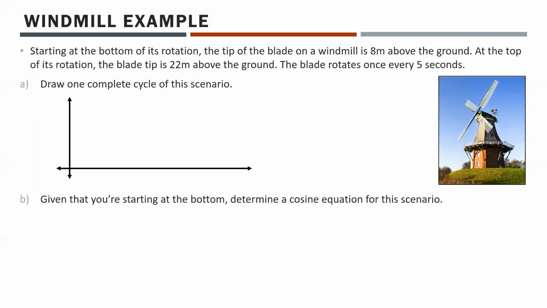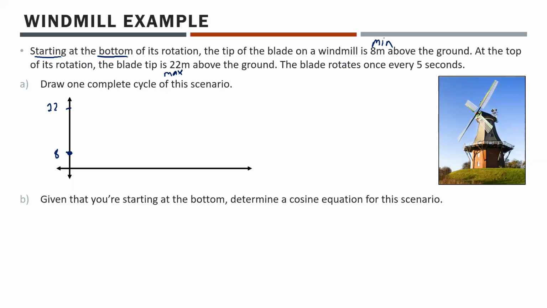Well, all right, so we know our minimum point, and we also know our maximum point. So let's throw that in here. We'll say this is our min at 8 meters, and our maximum up here at 22 meters. And we were told that it starts at the bottom of its rotation, so it is actually going to be starting down here. We're going to say it rotates once every 5 seconds.